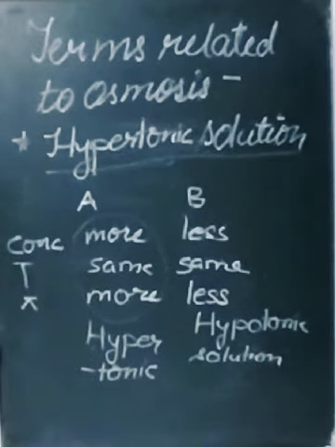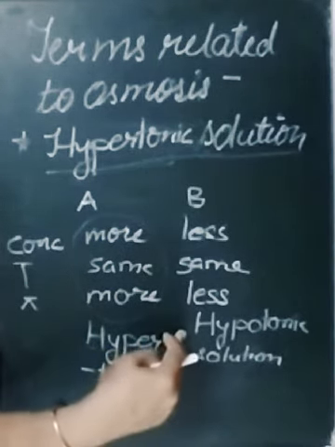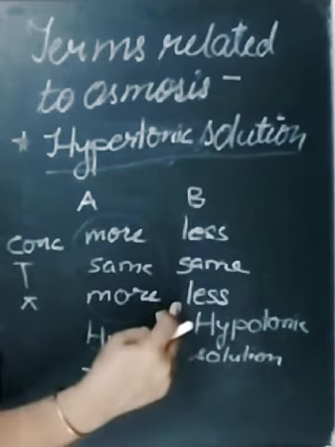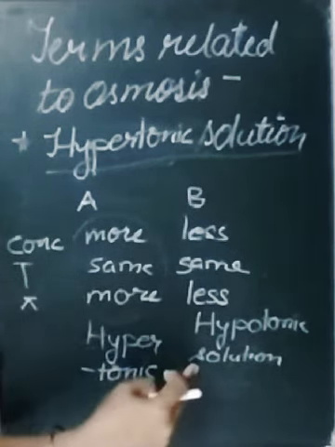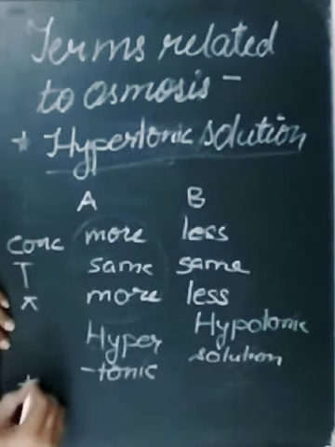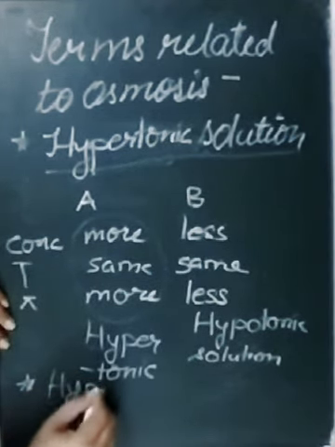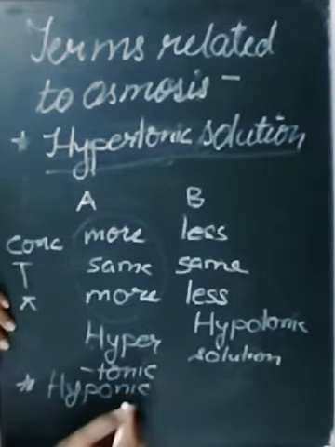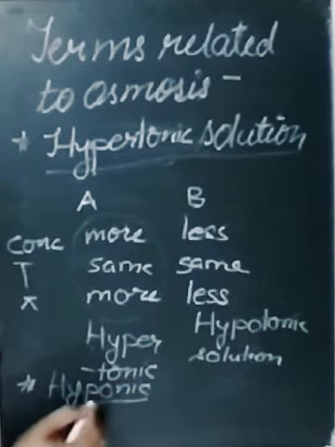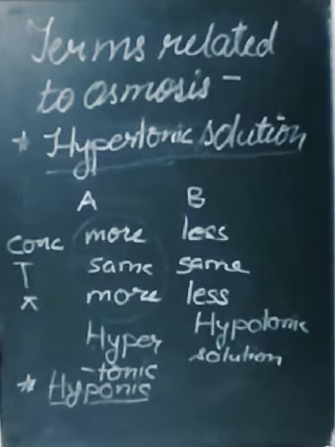A solution which has more osmotic pressure as compared to another one, or more concentration as compared to another one, is hypertonic, and another solution which is having less concentration or less osmotic pressure is hypotonic. We have seen two terms here, hypertonic and hypotonic solutions. Isotonic, the two solutions have equimolar concentration. Hypertonic, one which is having more concentration and more osmotic pressure. And hypotonic, one which has less concentration or less osmotic pressure.